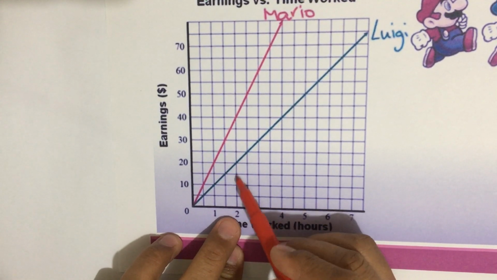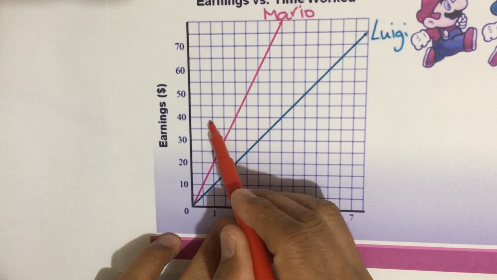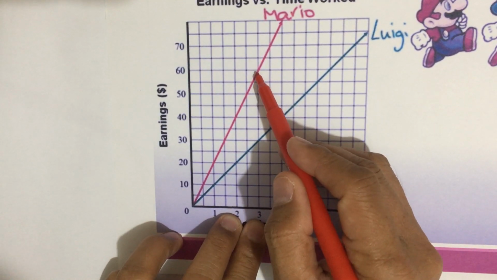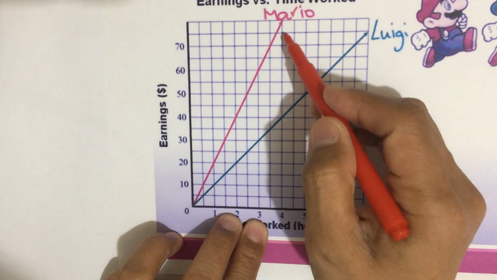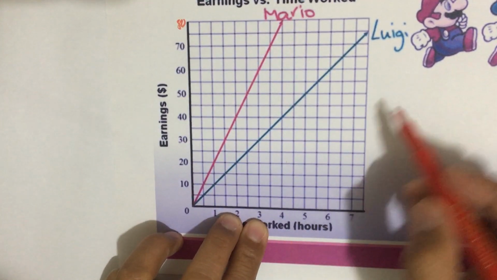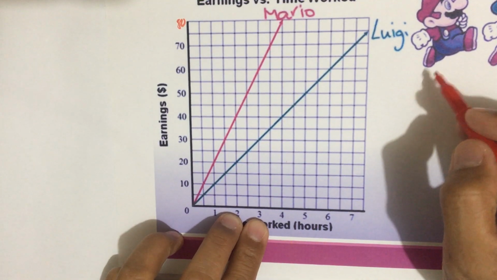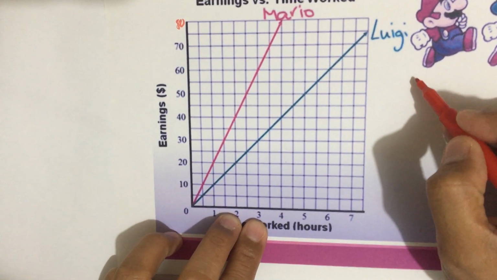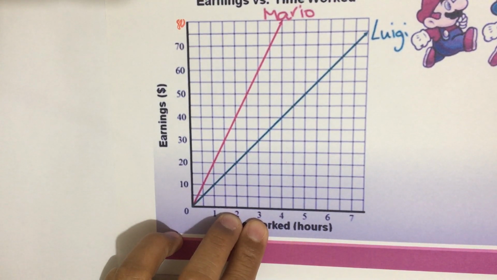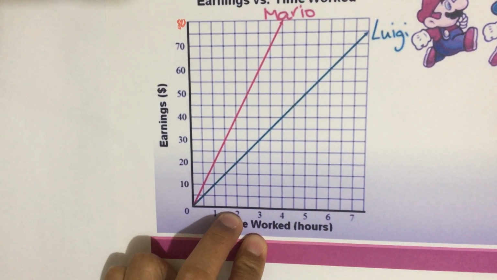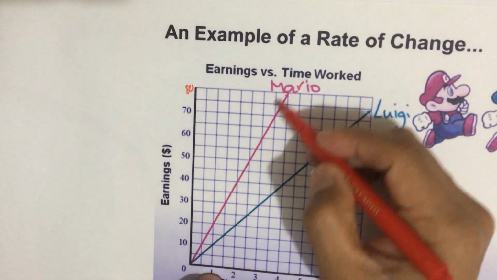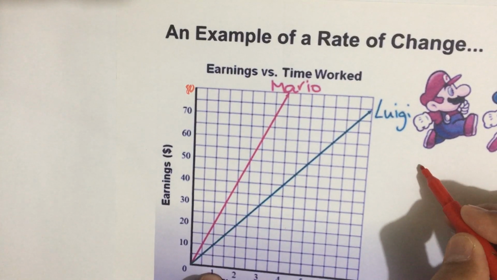So if you look at Mario's earning, once again, for the first hour, he earns 20, right? For the second hour, he earns 40. The third hour, he earns 60. And the fourth hour, he earns 80. So this is 80 here. So we can say that this is Mario, and this is Luigi.